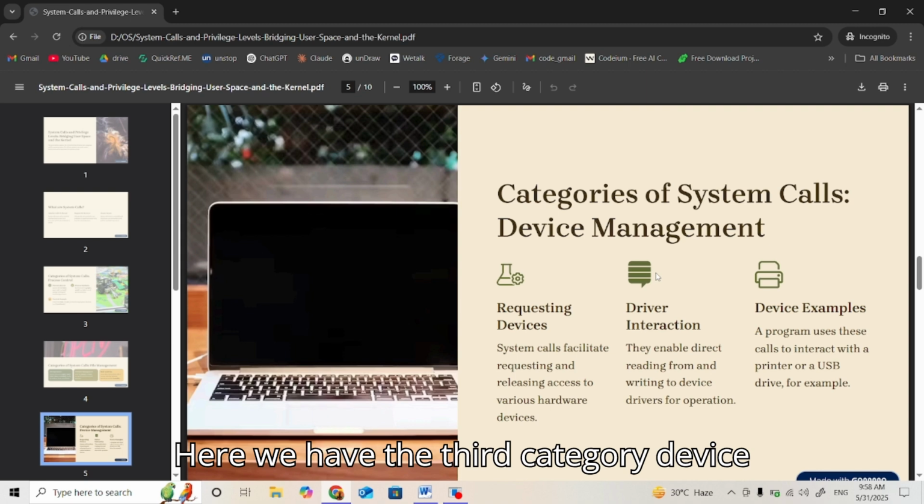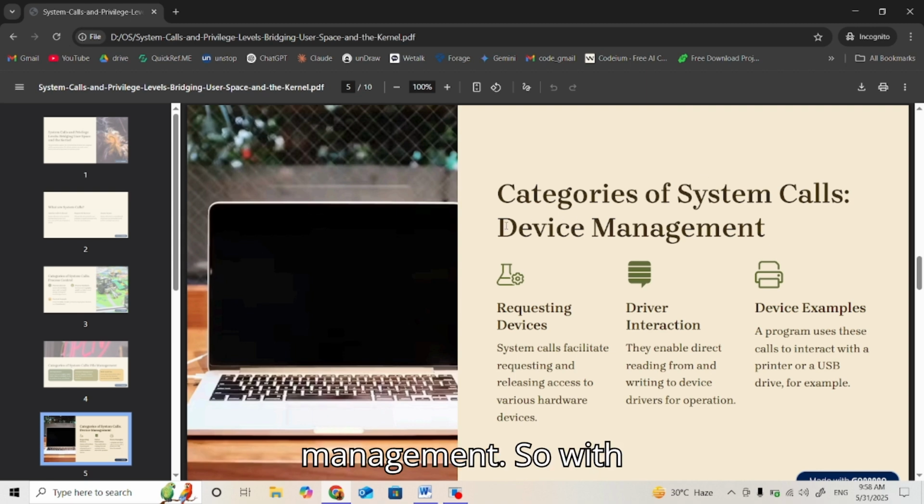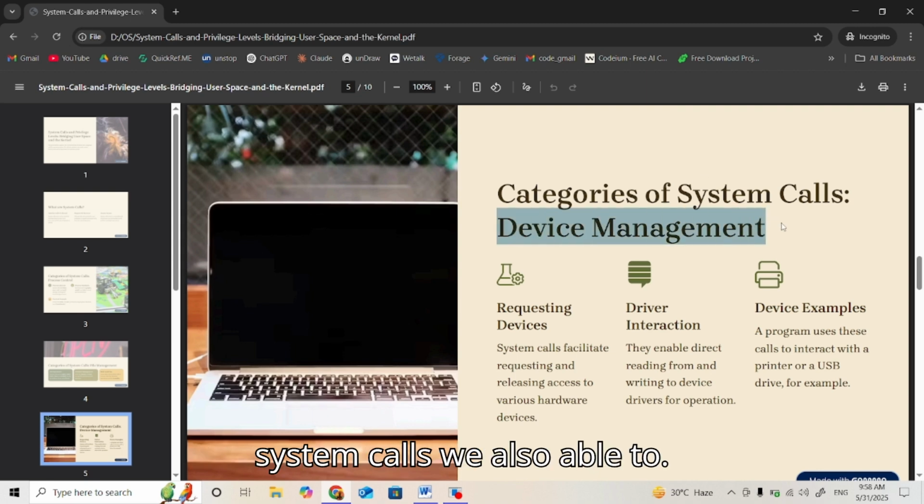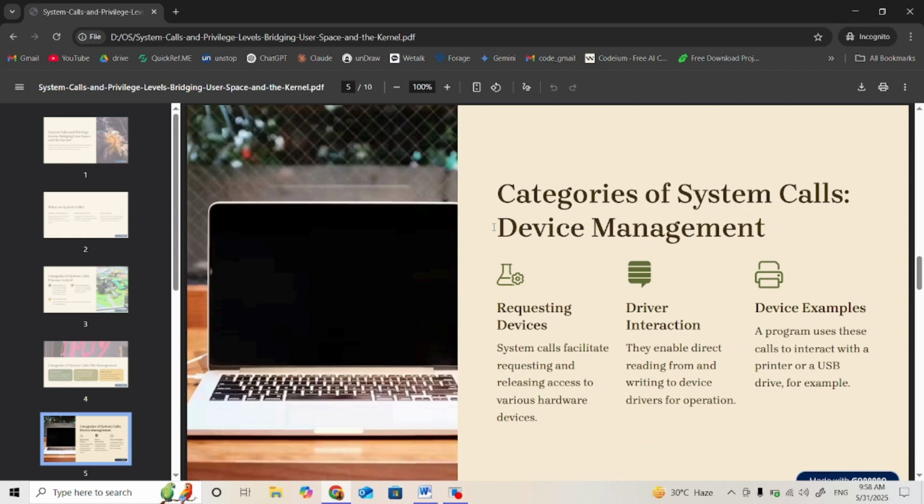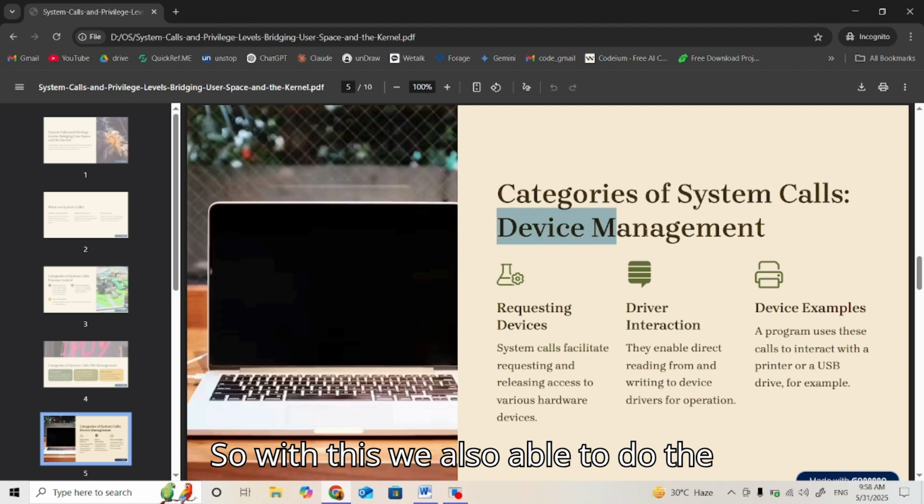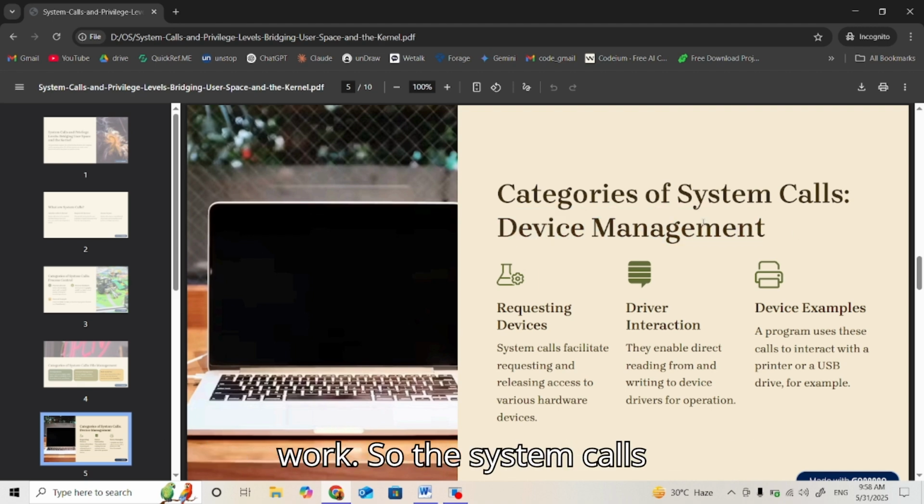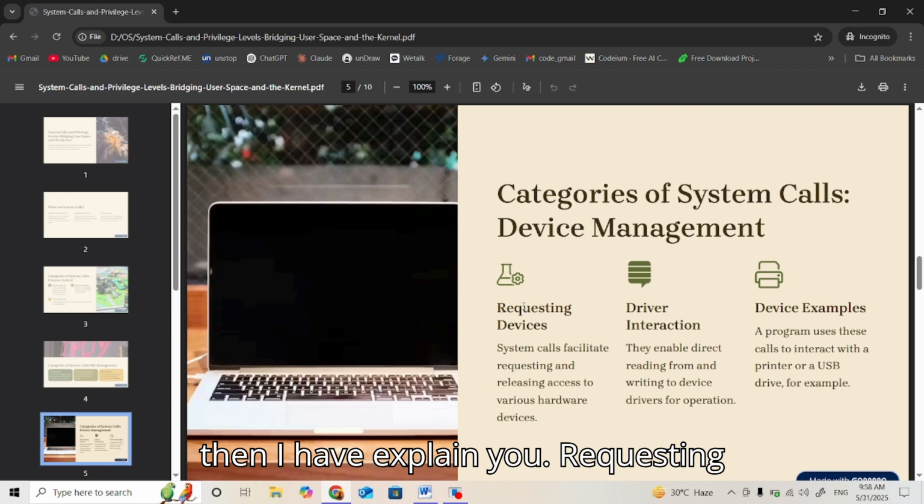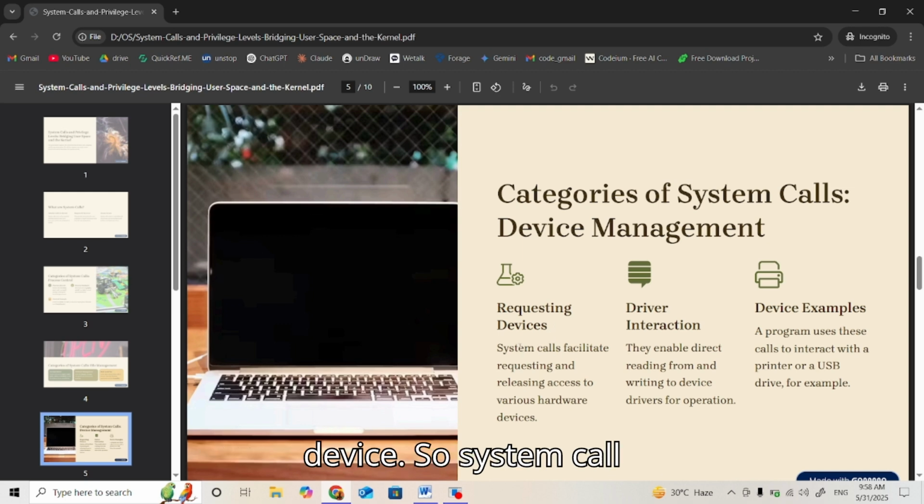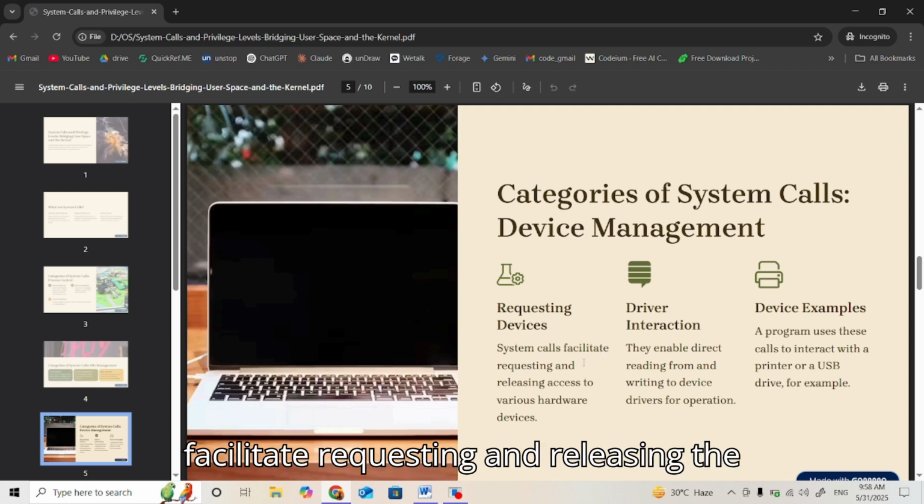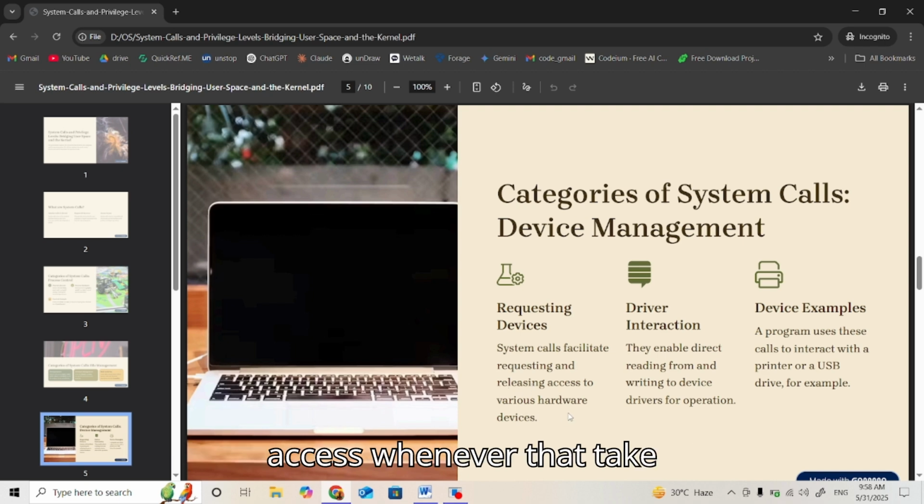Here we have the third category, device management. With system calls, we are also able to do device management. So basically how does this work? Let's read once, then I will explain. Requesting device: system calls facilitate requesting and releasing the accessories as well.